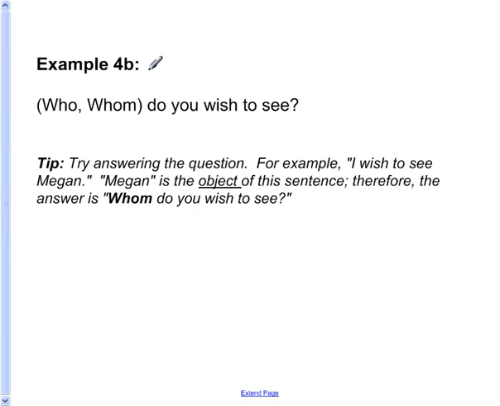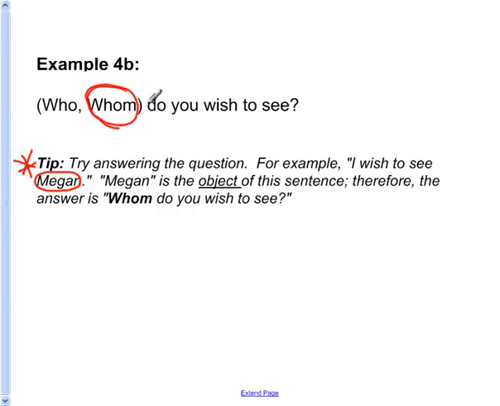Another example, example 4b. Who or whom do you wish to see? Again, the tip is try answering the question. For example, I wish to see Megan. Okay, Megan in this case is the object of the sentence, not the subject. The subject is I. I wish to see whom? Megan. So therefore, since we're referring to the object in the sentence, whom is correct.